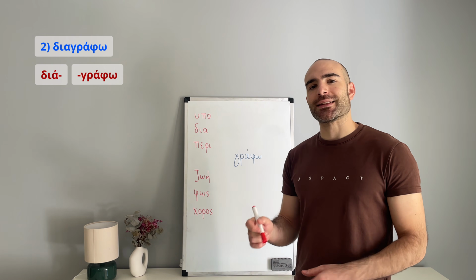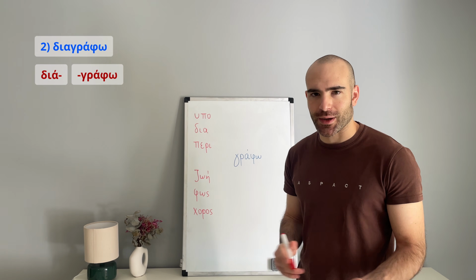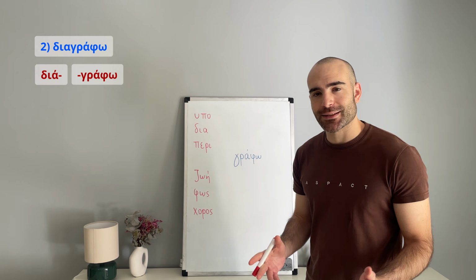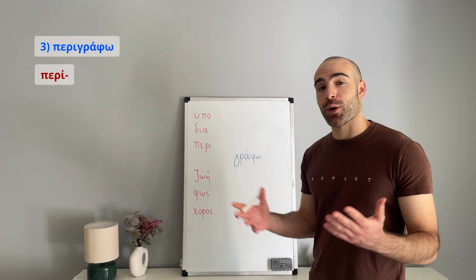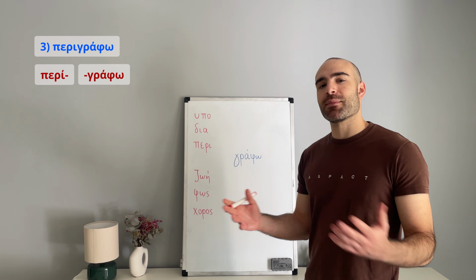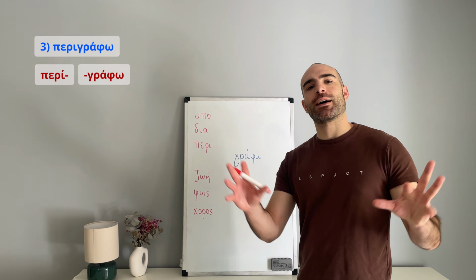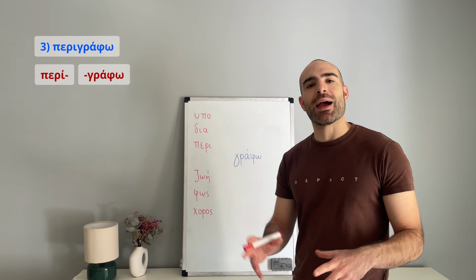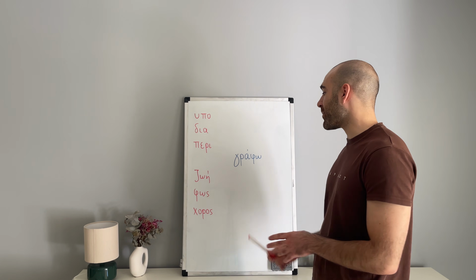If you imagine writing through something, you're kind of overwriting it, right? So in Greek that means I delete. Then we have peri. Peri in Greek means around. So if we combine it with γράφω, we have the meaning of I describe. Metaphorically, writing around what you see. You paint the picture, you describe. So these were 3 verbs that come from γράφω.